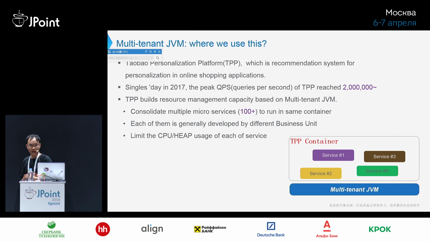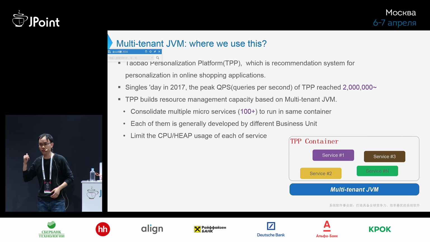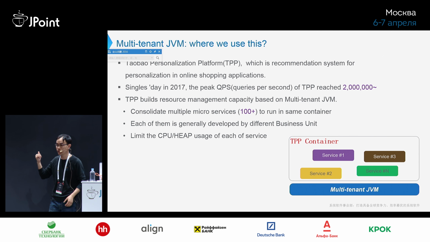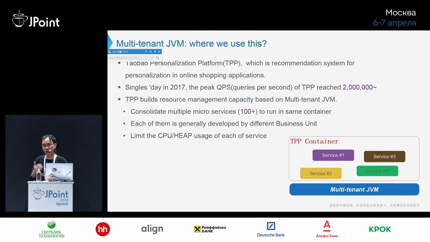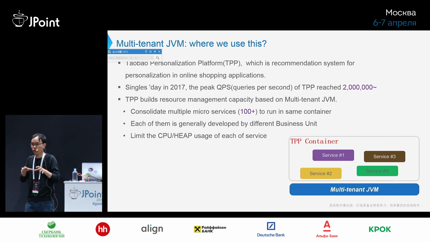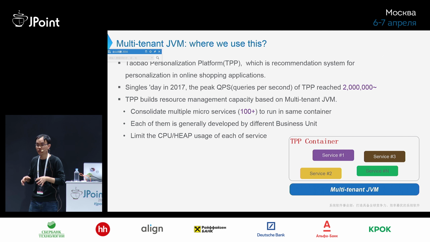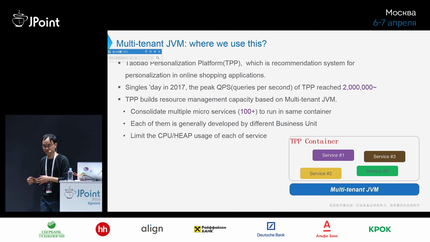So, where do we use the multi-tenant JVM? Actually, we use multi-tenant JVM technology for our Taobao personalization platform. We call it TPP. TPP is a recommendation system for our online shopping application. For TPP, they can deploy multiple microservices into the same container, so they use the multi-tenant JVM to limit the CPU and the heap for each microservice.